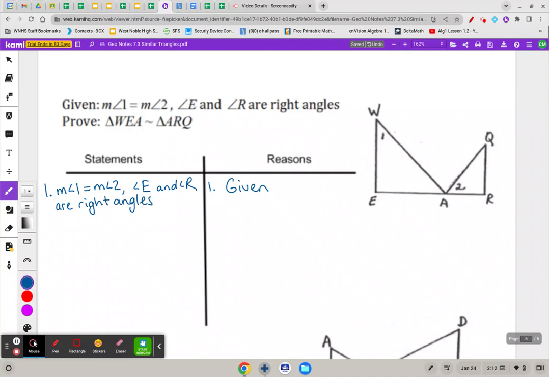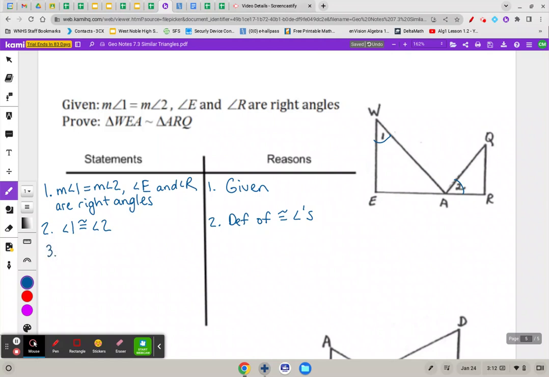So, if something is said to be equal, we can't really do much with that. We want to switch this to congruent. So we can say angle 1 is congruent to angle 2. I know it doesn't really seem that different, but it is. And anytime we switch from equality to congruence or congruence to equality, this is called the definition of congruent angles. So now I know angle 1 and angle 2 are congruent. That's great.